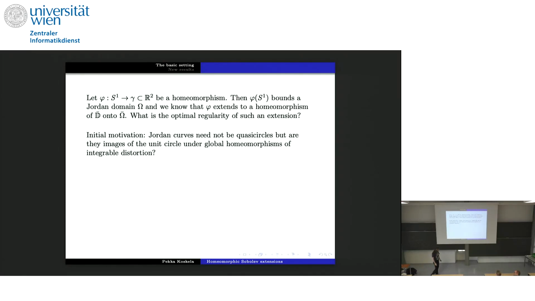By the Osgood-Carathéodory theorem, this G extends to a homeomorphism from the circle onto the Jordan curve. So if I can extend this homeomorphism G from the boundary to an interior homeomorphism which is W^{1,1}, I'm almost done, because then if I can extend, I should be able to extend locally piecewise affinely, so that the extension is locally affine.